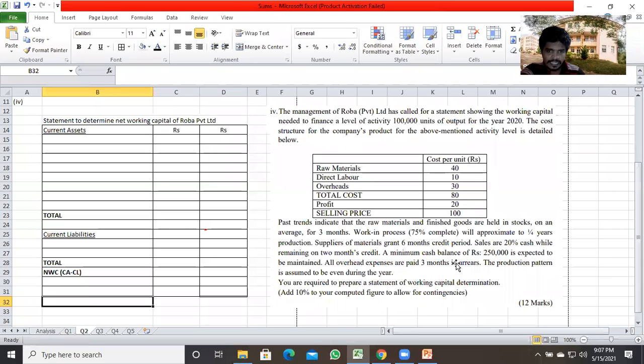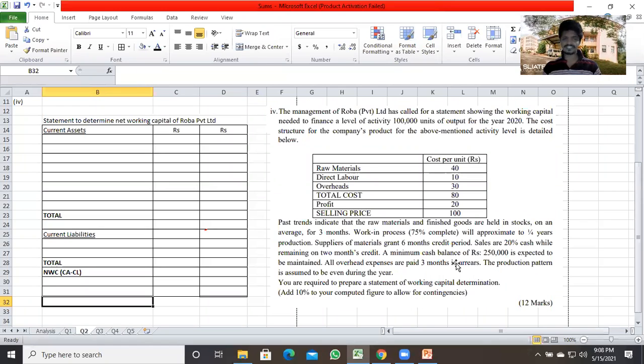The production pattern is assumed to be even during the year. Again, production pattern එක වෙනස් වෙන්නේ අවුරුද්ද පුරාම සමානයි. You are required to prepare a statement of working capital determination, adding 10% to your computed figure to allow for contingencies. ඒ කියන්නේ අර පියදා හැදුවා වගේ 110ක් add කරන්න කියලා කියන්නේ අවසානෙට.